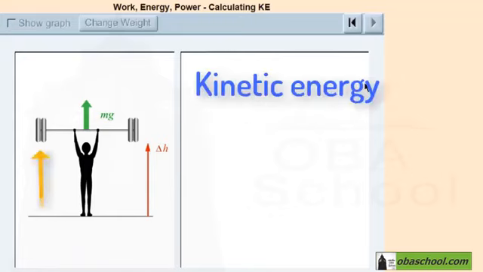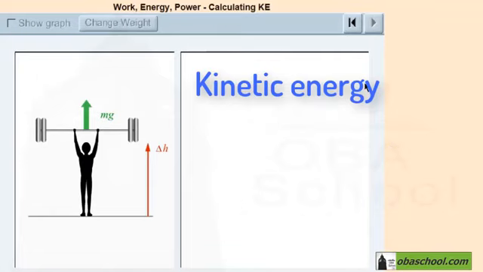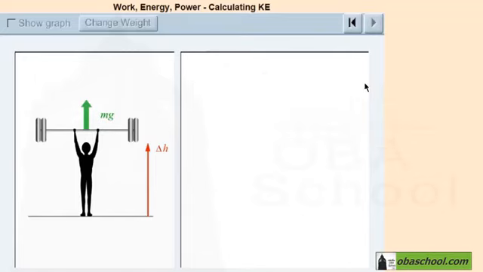So again, a moving object has kinetic energy and its amount depends on two values: the mass m of the object and its velocity v. Then the formula to calculate kinetic energy is given by EK equals half, or 0.5, multiplied by m multiplied by v to the power of 2, half mv squared, where m is the mass and v is the velocity of the object.